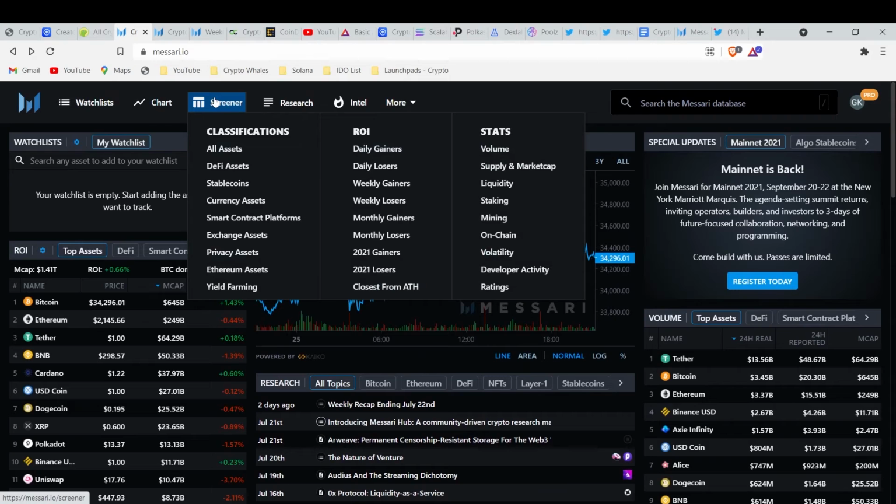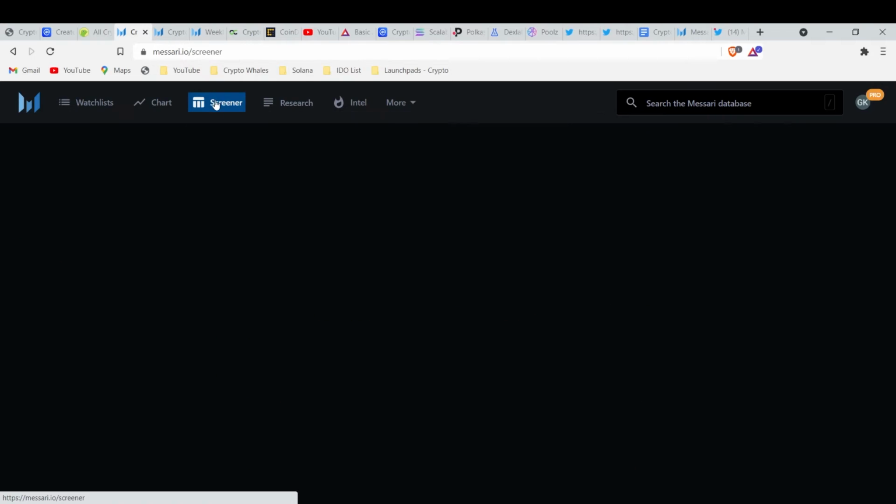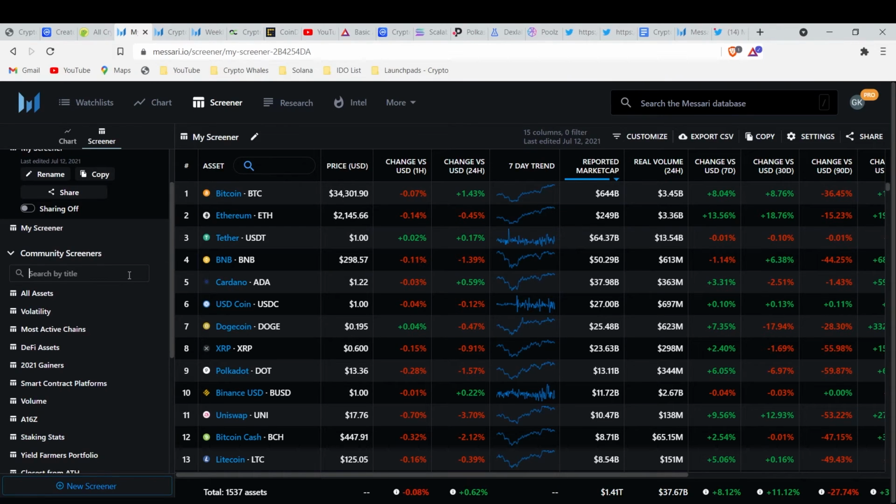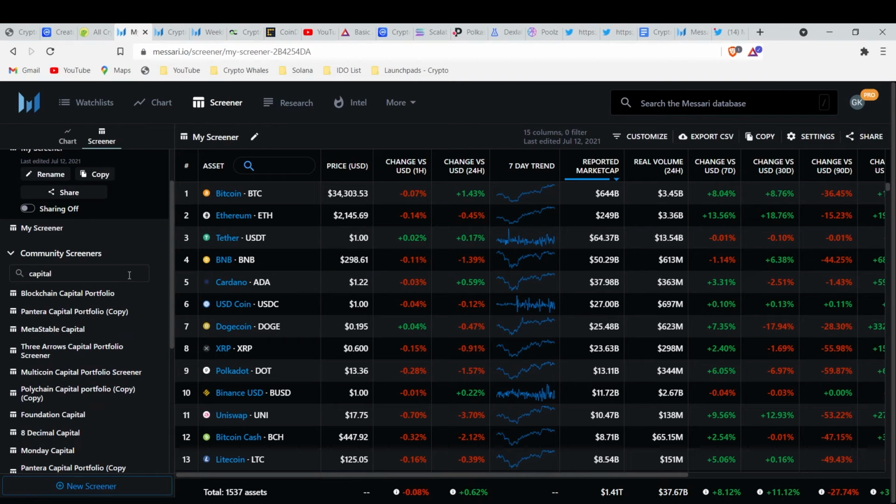Now, when I talk about the screener, this is probably the most talked about part of Messari because it is such an amazing place for you to discover what other venture capitals or even big institutions are actually investing in when it comes to cryptocurrencies. What I would do here is go to community screens. You can search by title. Usually I search by the word capital because most of the time, I want to see what these big firms are holding. So let's have a look at the blockchain capital portfolio.